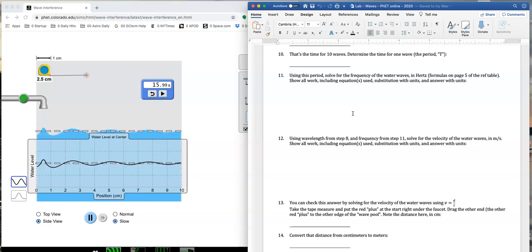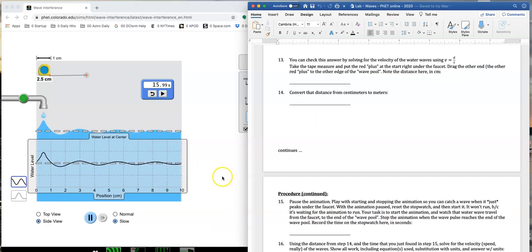So you're taking the frequency and multiplying times the wavelength, and then you're getting the velocity of that wave. Number 13 says to check your work. You can use v equals d over t to check your work. So the first thing you're going to need is a distance.